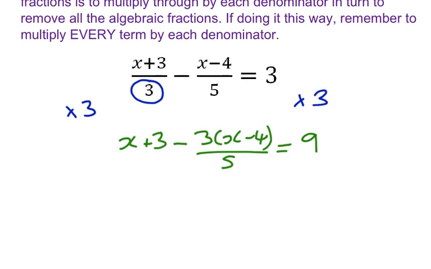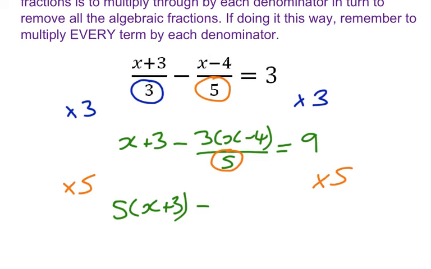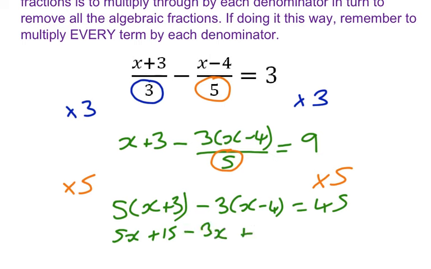Now we're going to do the same thing, but we're going to multiply by the 5, which is the second of the denominators. So we multiply by 5 this time, we multiply by 5 on this side too, and this time x plus 3 multiplied by 5 gives us 5 brackets x plus 3 minus the second fraction multiplied by 5, we just lose the denominator, so we get left with 3 brackets x minus 4, and on this side we get 45. Now we have an equation that we can expand and solve, so we get 5x plus 15 minus 3x plus 12.